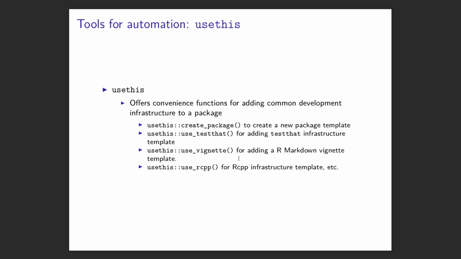Usethis. This used to be part of the devtools package. It's now separate, but this just lets you add some common development infrastructure to your packages. So it has some functions for adding a folder for unit tests, using testthat, adding a template for a vignette, adding a template for adding Rcpp code, and also that function we used to just create that general package skeleton in the first place.